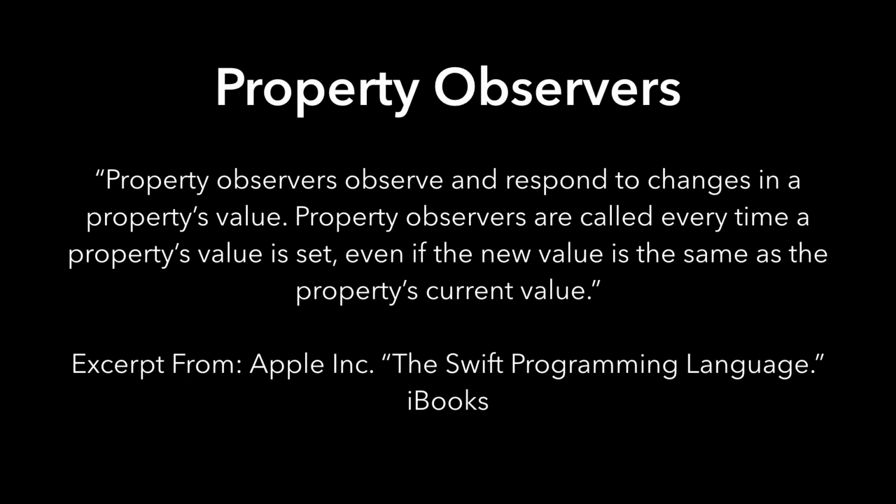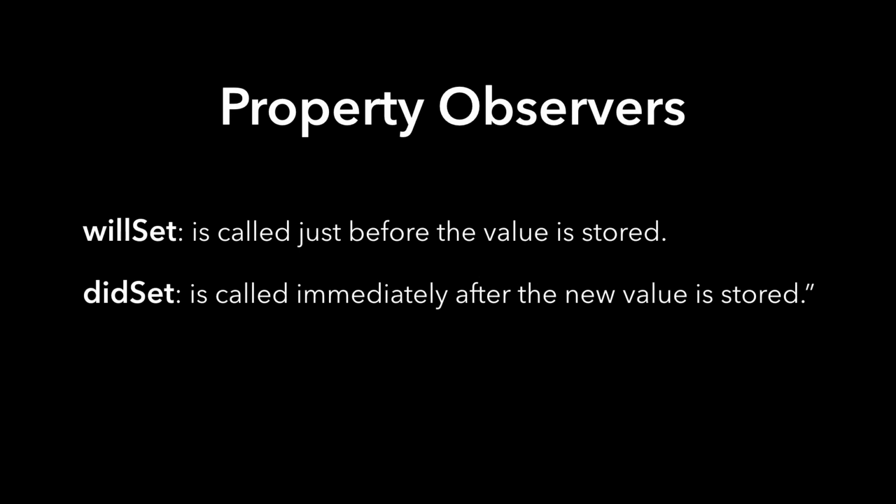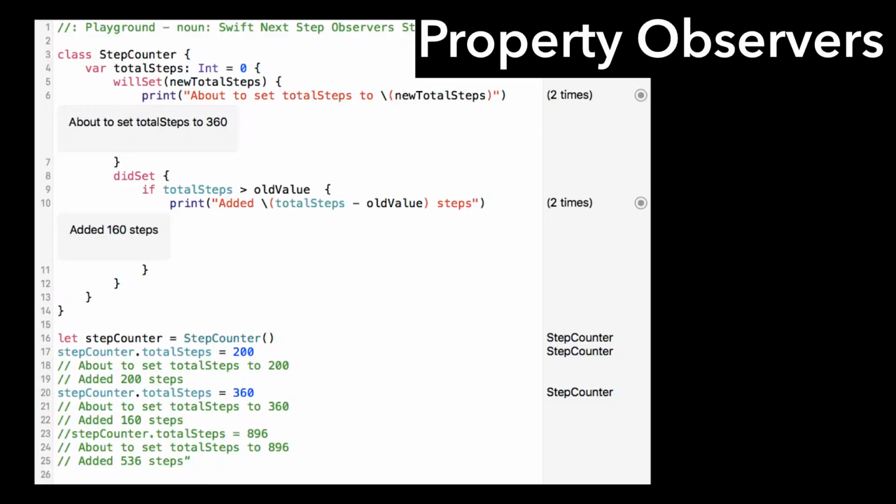They respond to change to a variable. They have these two different flavors that I told you, the willSet and didSet. The willSet will be called before the variable gets changed, and will give you a reference to the new value as well, while the didSet will be called after the variable gets changed, and will give you a reference to the old value. So let's go ahead and have a look at how it works.